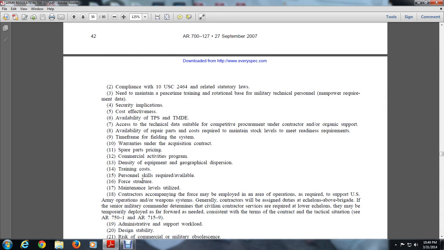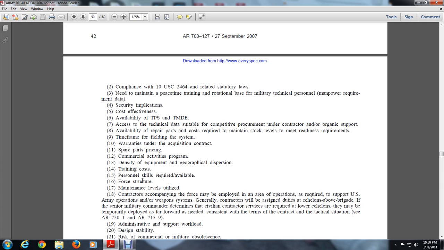Contractors accompanying the force may be employed in the area where operations are required or to support U.S. Army operations and/or weapons systems. Generally, contractors will be assigned duties at echelons above brigade, unless the senior military commander determines the civilian contractor services are required at the lower echelons. They will be temporarily deployed as far forward as needed and consistent with the terms of the contract and tactical situations.